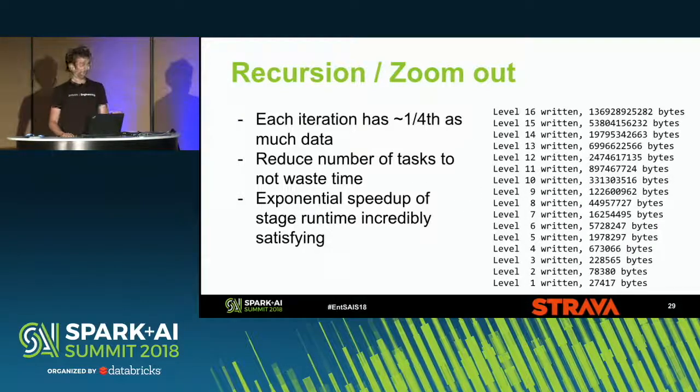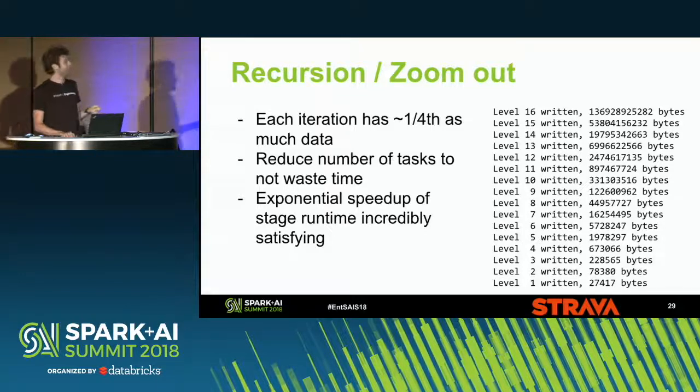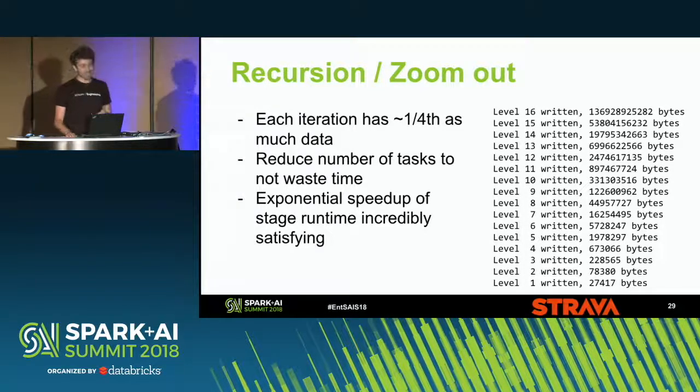I'll actually jump ahead to this. And so this is a nice visualization of how much data is written after every layer. And you can see that it's exponentially decreasing. And if you've ever had a Spark job that does something like this, it's probably the most satisfying thing in the world, because you know that once your first job is finished, it's a guarantee that all the other ones are going to finish, because you're not going to run out of memory or anything like that.